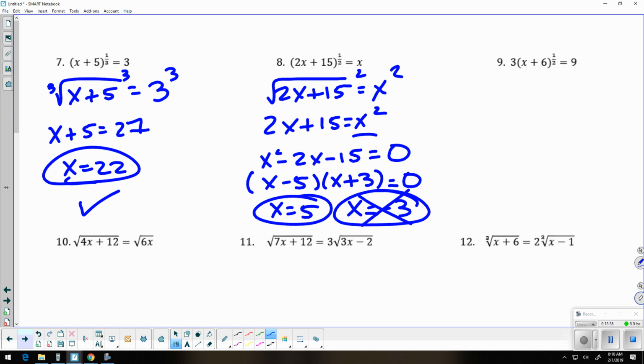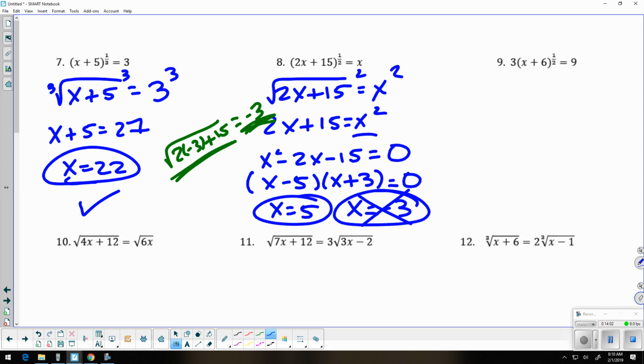And again, the quick way to check it: if you just plug -3 into the right-hand side only, when we go to check, you're saying the square root of 2 times -3 plus 15 equals -3. A square root is not equal to a negative. That's not going to happen. We're asking for the principal root when it comes down to that. So that one does not work out. Okay, so only +5 is my true solution.